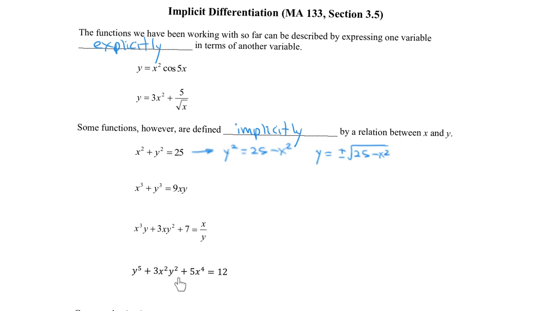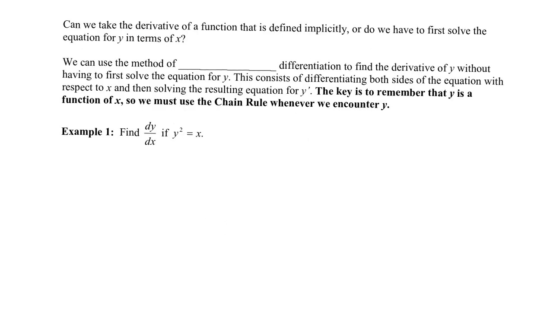It just doesn't exist. So does that mean that we are not going to be able to take derivatives of functions like this? Well, probably not the case, right? If it were the case, we wouldn't have section 3.5, and we wouldn't be talking about implicit differentiation. So we can answer this next question. Can we take the derivative of a function that is defined implicitly? Yes, we can. Or do we have to first solve the equation for y in terms of x?